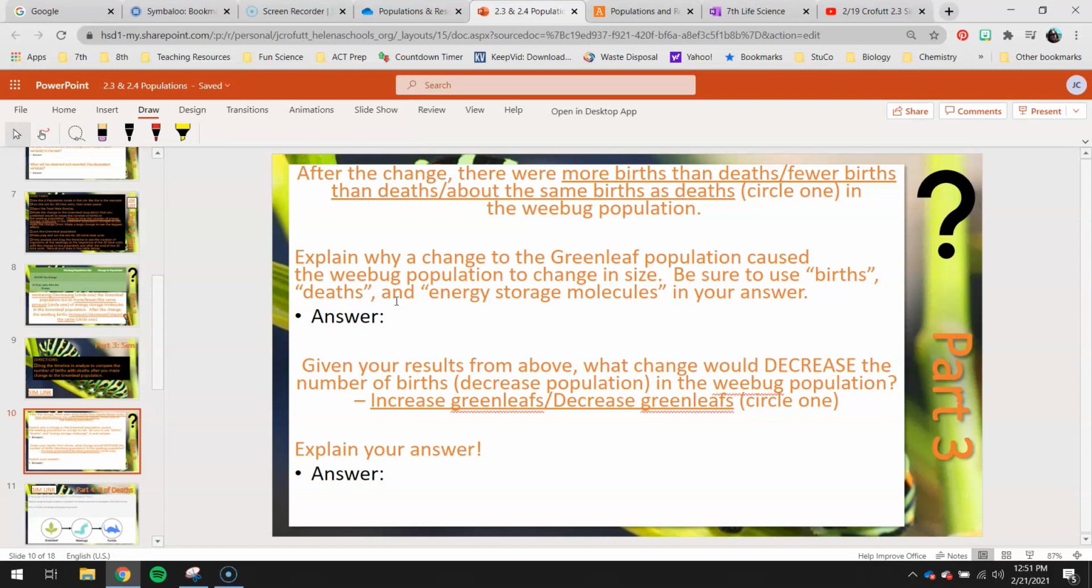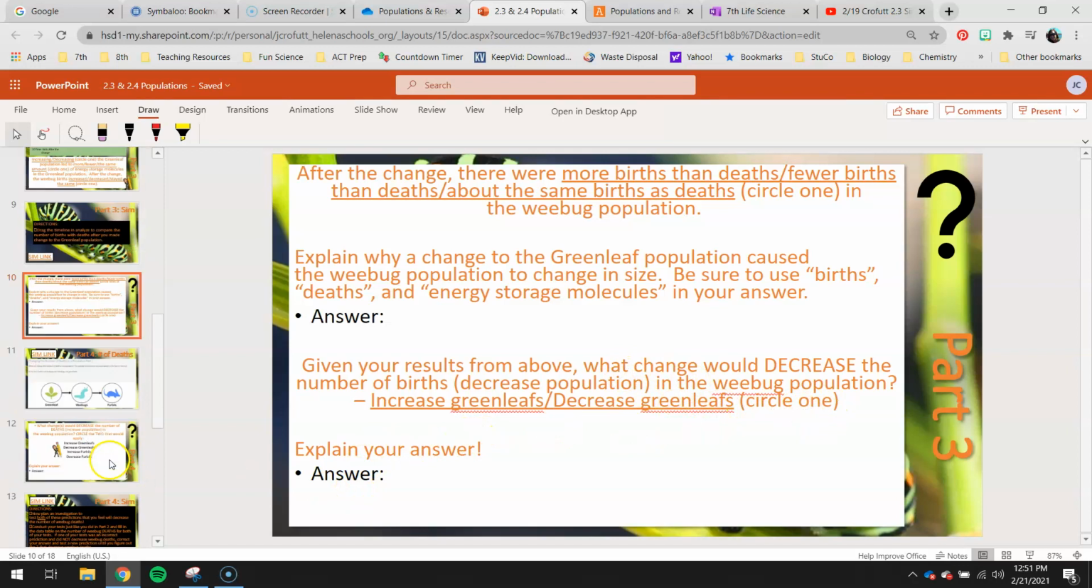And then finally, given your results from above, what change would decrease the number of births? So we would want to see a decrease in the population of the WeBug. So would you increase your green leaves or decrease your green leaves? Circle 1, and then explain why you chose that.